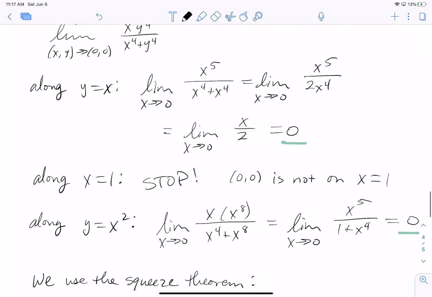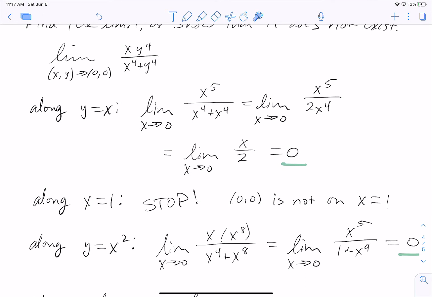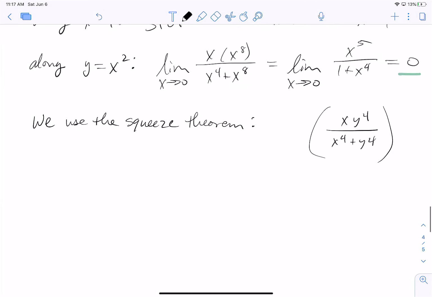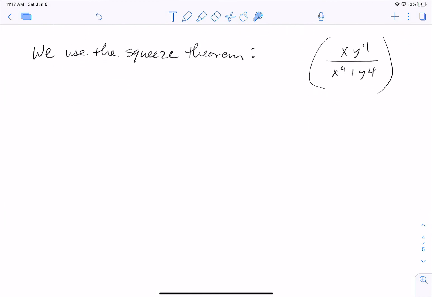Referring back to our original expression here, we're looking at the limit as (x,y) approaches (0,0) of xy^4 over x^4 plus y^4. Let me write that down for reference. And what I'd like to do is build this expression using an inequality, essentially. And so first we note that y^4 is less than or equal to x^4 plus y^4. What I'm doing is using a portion of the numerator, y^4, and comparing it with the denominator, x^4 plus y^4.